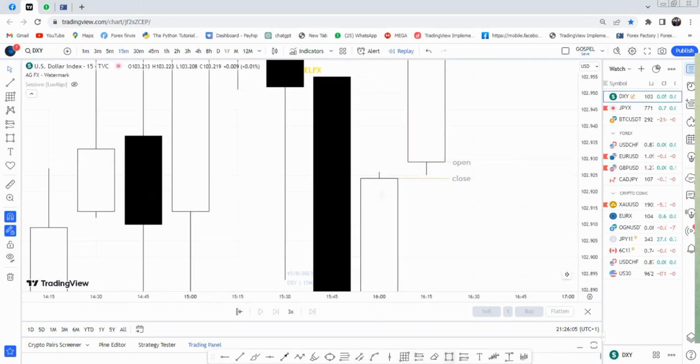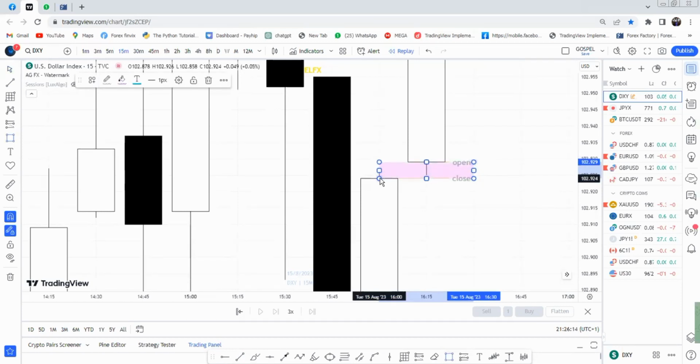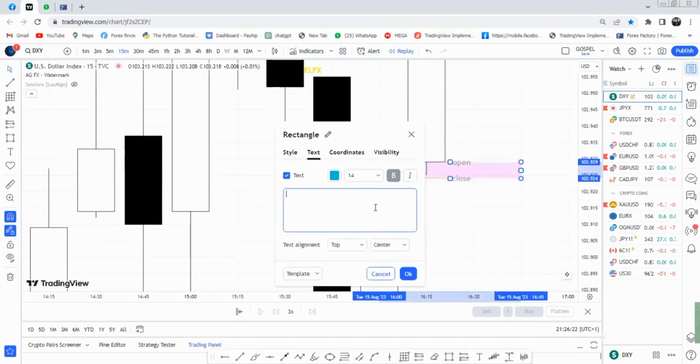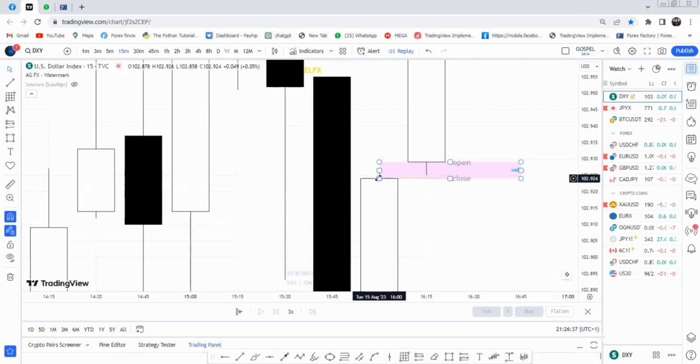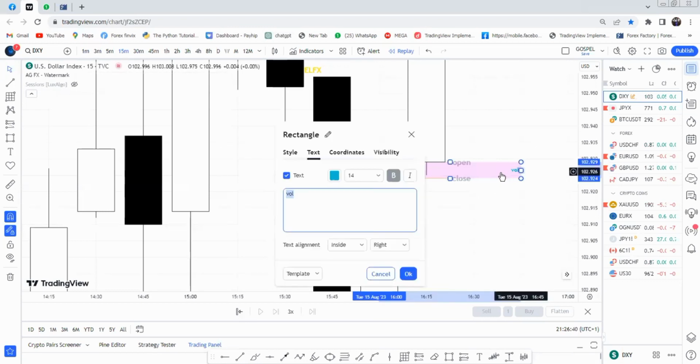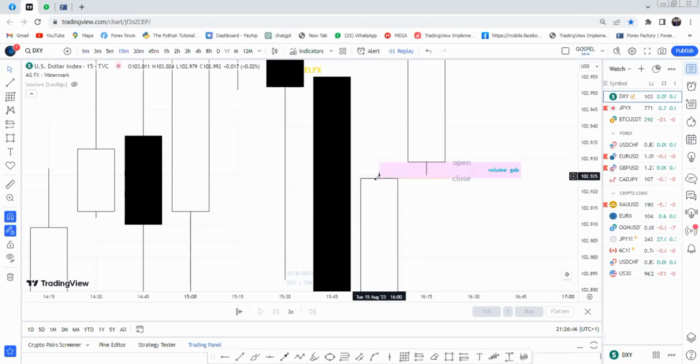So we're having a slight difference between the two. Now we call this a volume gap. The difference between the close of this candle and the opening of this one, we call it a volume gap. The reason for that is because of the open positions, the volume of the positions, right? Which means that, let's say this candle opened and it closes at this point, and then this one skipped to open.